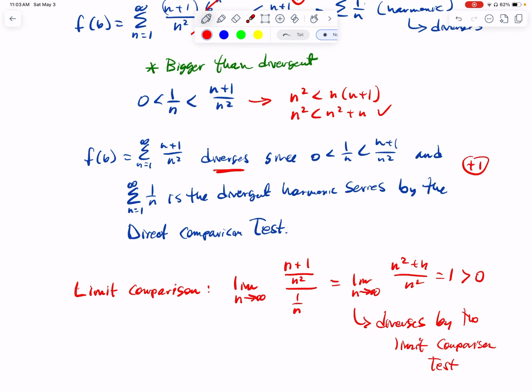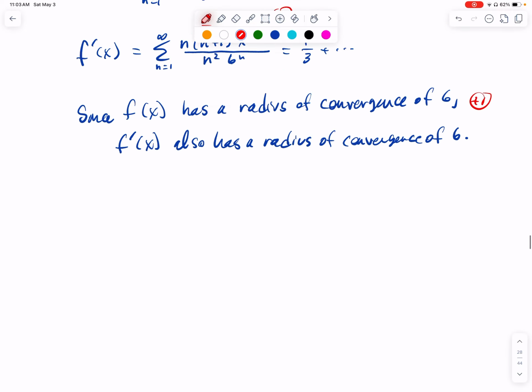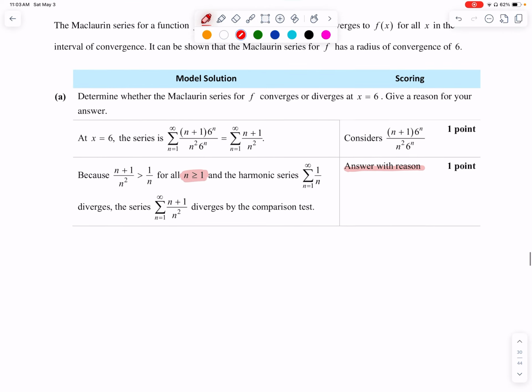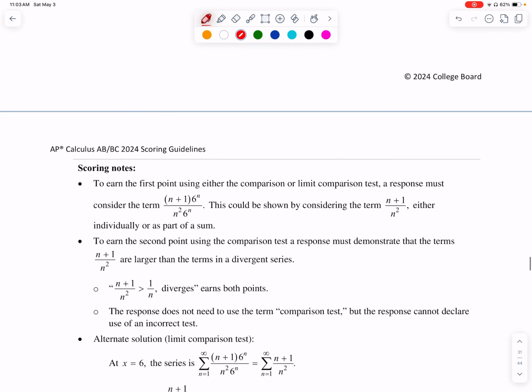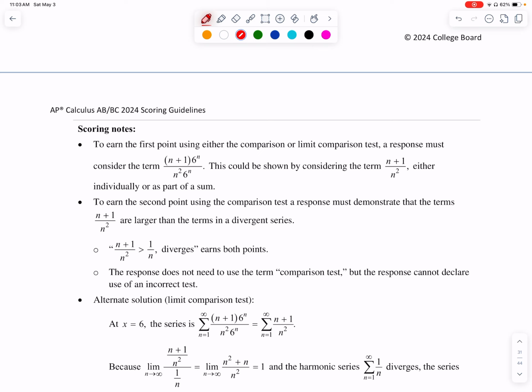Let's see. It's right here is where we should have inserted this. Oh, man. n greater than or equal to 1. Okay, anyway, let's see what notes that they have, because maybe they mentioned that. I don't know. All right, so some scoring notes to earn the first point.